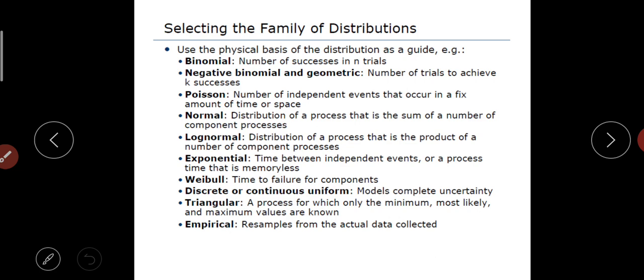It depends upon the structure of the input process. All these are families of the distribution. The input model could be any one of these distributions. Depending upon that, we have to select, or assume, a distribution here.